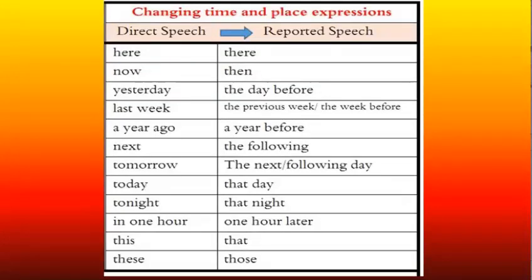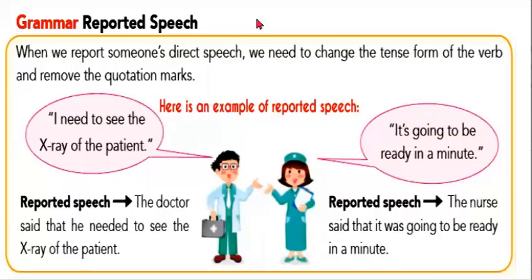Next becomes the following, tomorrow becomes the next or the following day. Today, we have to change into that day. Tonight, we change it into that night. In 1 hour means we have to make it 1 hour later. This becomes that and these becomes those. Write them down, memorize them. They are very important. These are called time and place expressions.